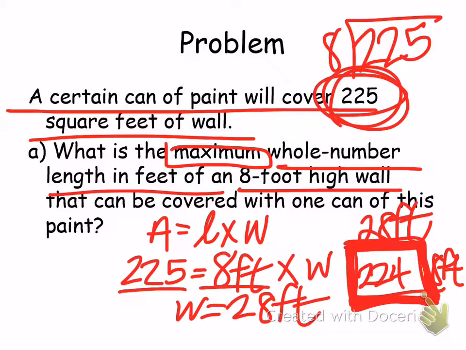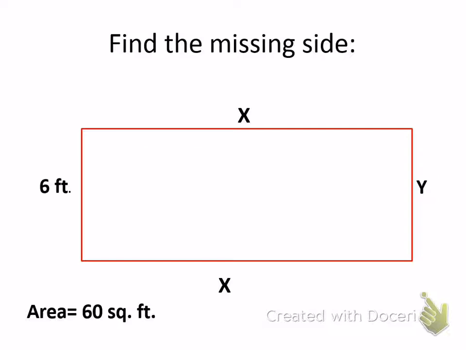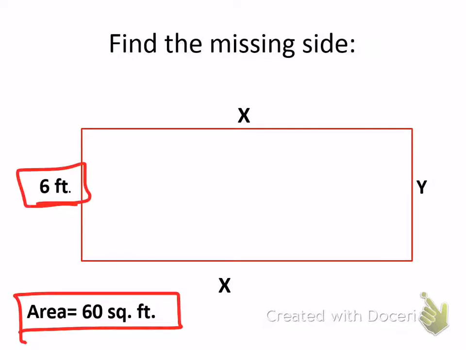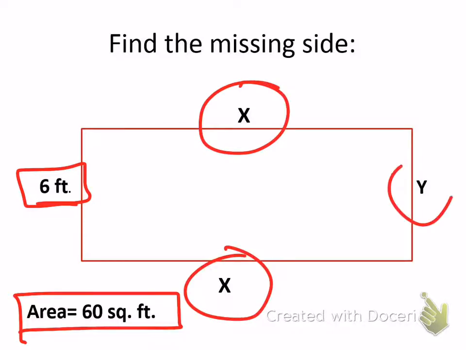We're going to do another problem where you have a missing side, but you are given the width of this problem. For this problem, I'm given that my area is 60 square feet. I know that my width is 6 feet. I don't know what my length is. For perimeter, you would want to know that each side is the same, and you could subtract. But for area, we multiply. Therefore, in order to find the answer, I would have to divide.